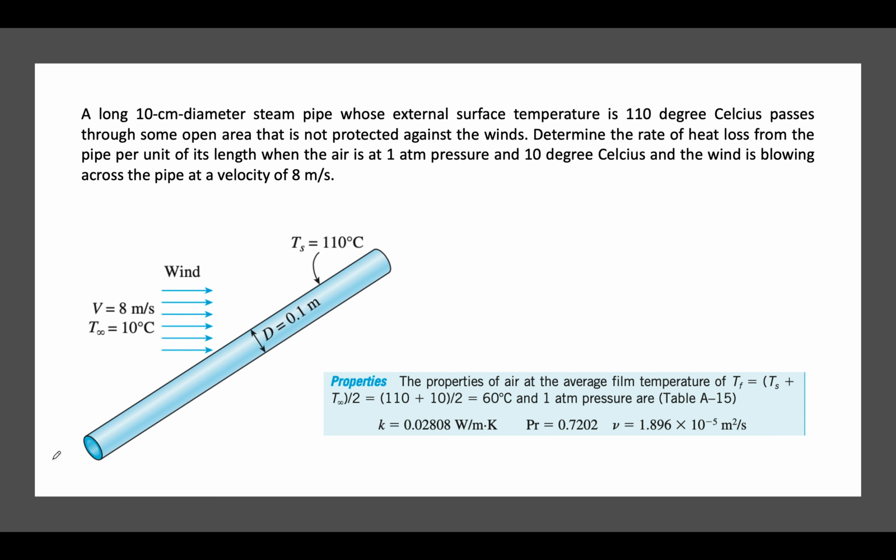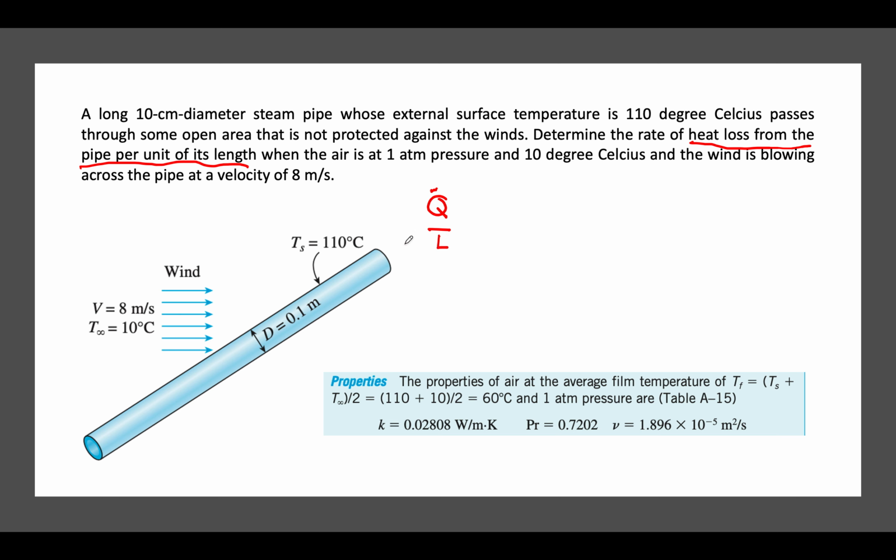And then determine the rate of heat loss from the pipe per unit width. So we have to find what is the heat loss from the pipe per unit width of its length. So from here, we know that we have to find what is the Q dot over L.